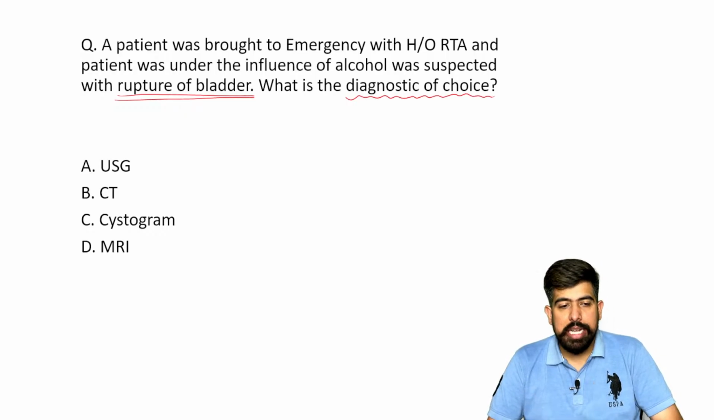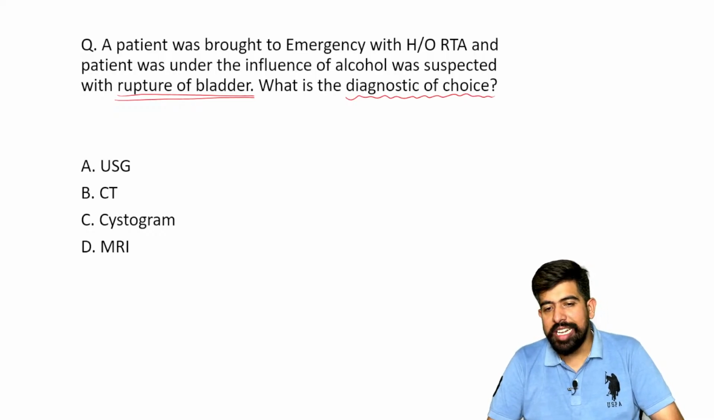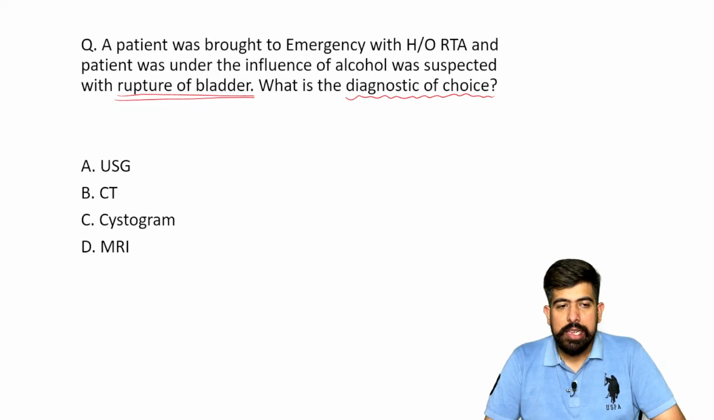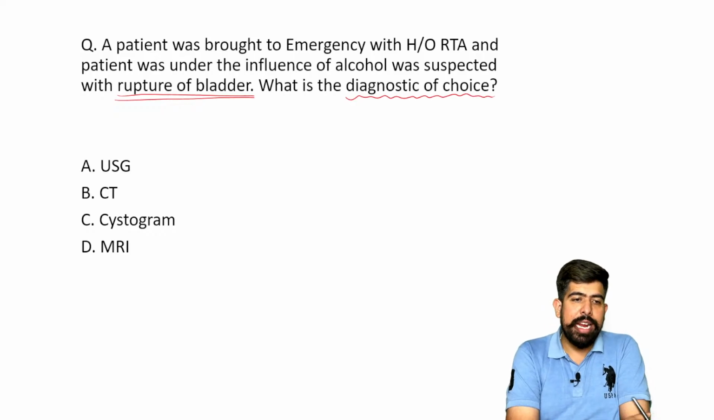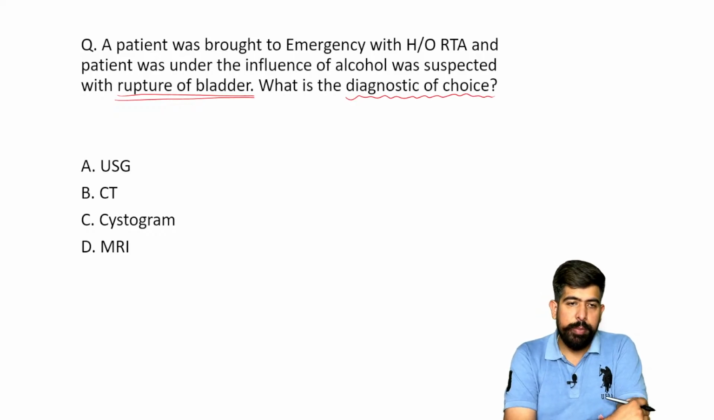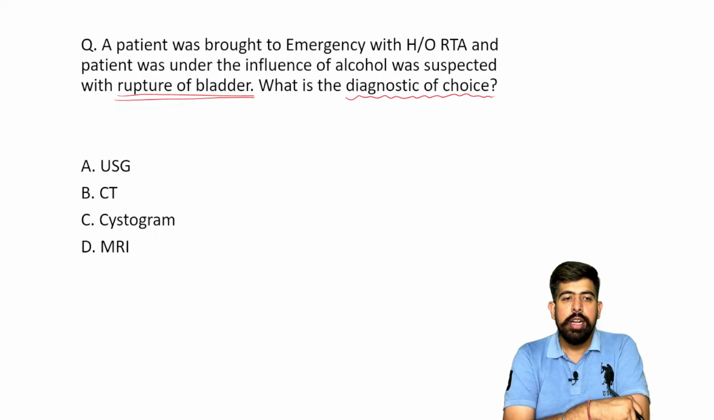Such kinds of questions can be asked on the upcoming 26th, right? If they ask you the diagnostic of choice, it means that by doing one test only we can make the diagnosis of whether there is a rupture or not, because there was a suspicion of rupture of the bladder.